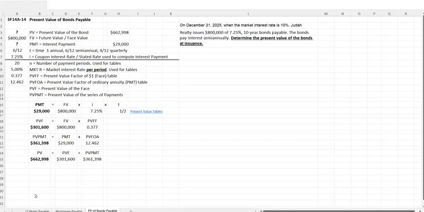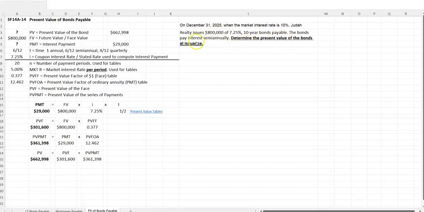So the question: on December 31st, 2025, when the market rate of interest is 10%, Judah Realty issues $800,000, 7.25%, 10 years bonds payable. The bonds pay interest semi-annually. Determine the present value of the bonds at issuance.